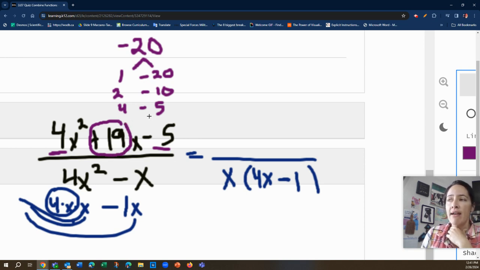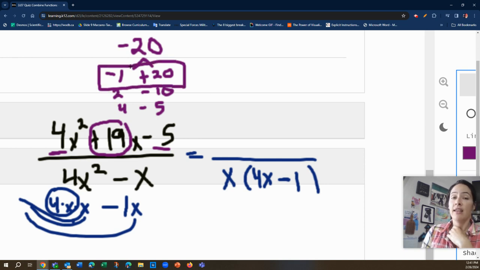Okay. So now I have a pretty good idea. 4 and 5 will never get to 19. 2 and 10 will never get to 19. So I'm going to go up here with this 1 and 20, but I'm going to switch it. 1 times negative 20 works, but it will add to negative 19. So I'm going to make it negative 1 and positive 20. That's what I'm going to use.